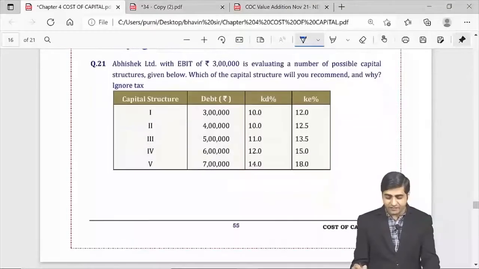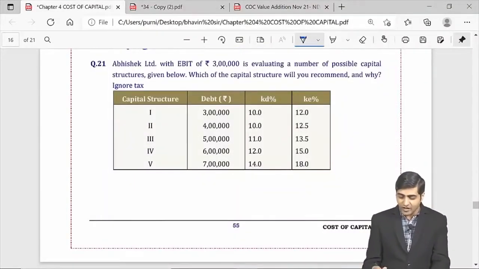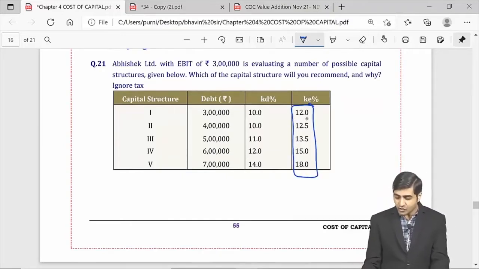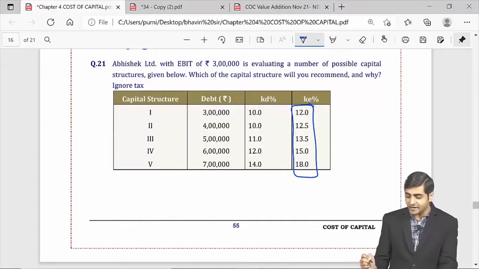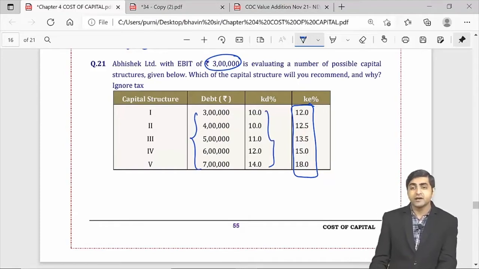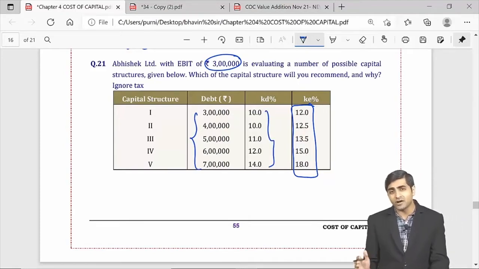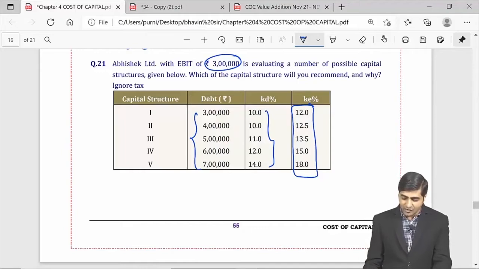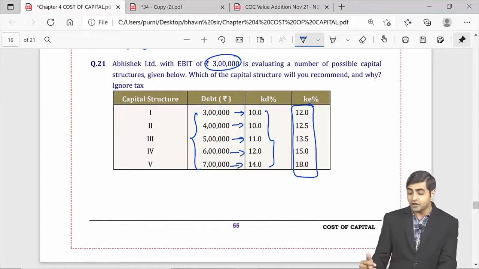Then my dear students, we have the next question in which we are going to use the traditional approach. You can check that the KE is increasing: 12, 12.5, 13.5, 15 and 18. And guys, here we have the EBIT available. These are the components of debt and this is your KD. On the basis of this, we'll be getting your EBT or dividends available. Your EBIT will be 3 lakhs at all levels of capital structure, from which the interest component will be changing. So you'll be getting the EBT or dividends.